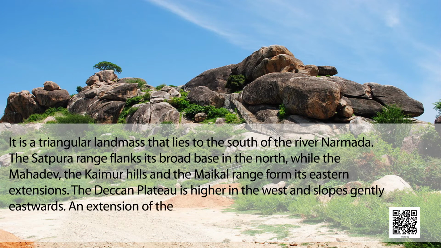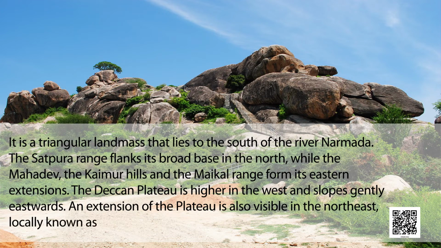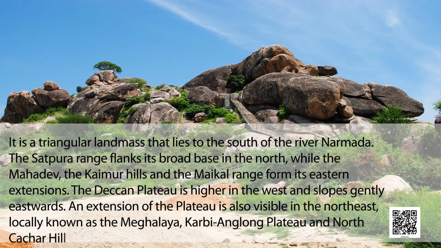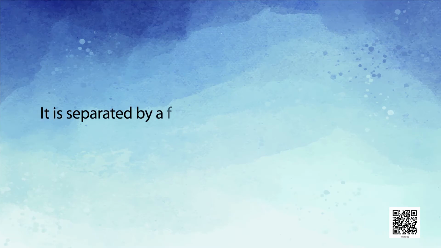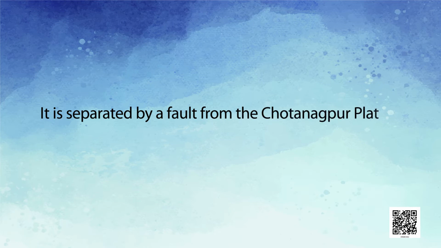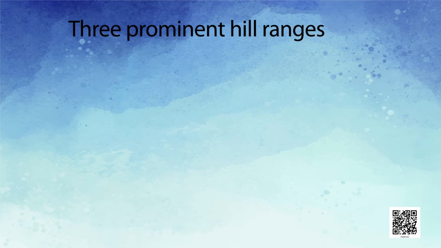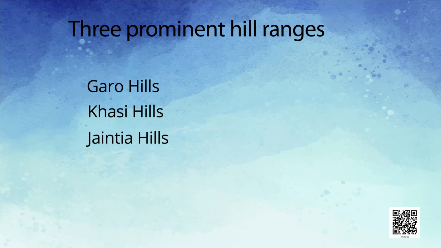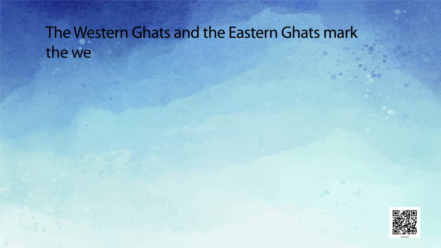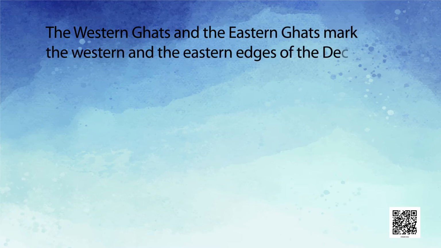An extension of the plateau is also visible in the northeast, locally known as the Meghalaya Karbi Anglong Plateau and North Kachar Hills. It is separated by a fault from the Chota Nagpur Plateau. Three prominent hill ranges from the west to east are the Garo, the Khasi, and the Jaintia Hills. The Western Ghats and the Eastern Ghats mark the western and the eastern edges of the Deccan Plateau, respectively.